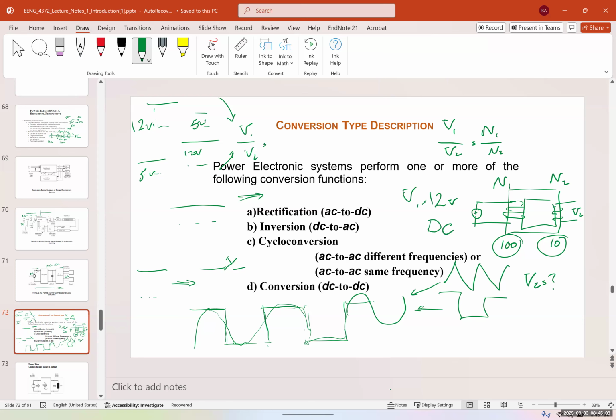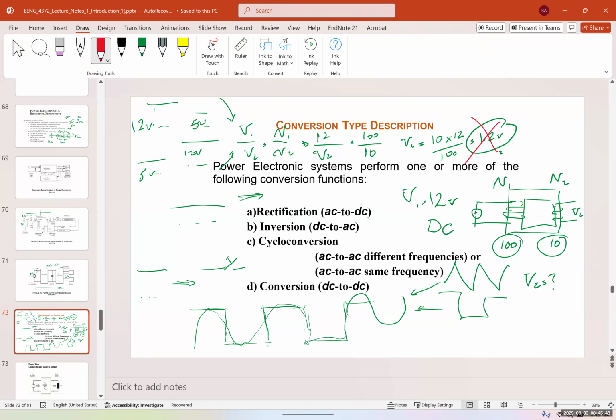So V1 over V2 is N1 over N2. V1 is 12, V2 is unknown, N1 is 100, N2 is 10. Yes? So V2 is equal to 10 times 12 over 100. Am I correct? Yes. So it's going to be 1.2 volt. Did you get 1.2 volt? Yes. All of you? Okay.